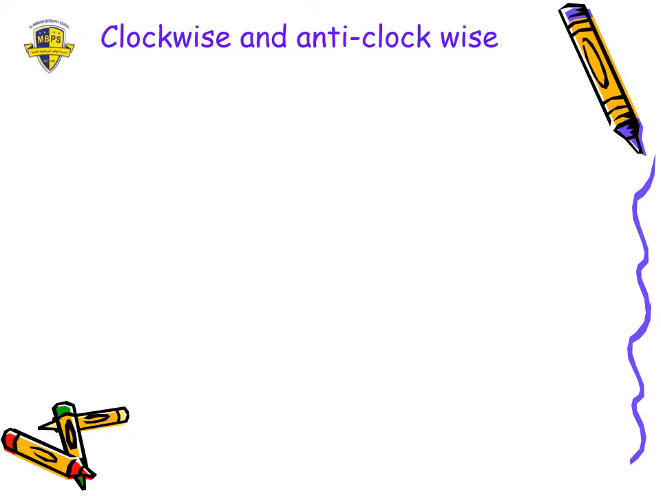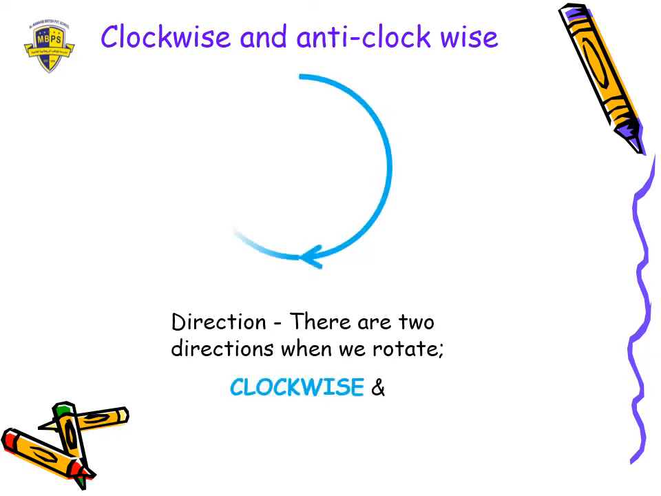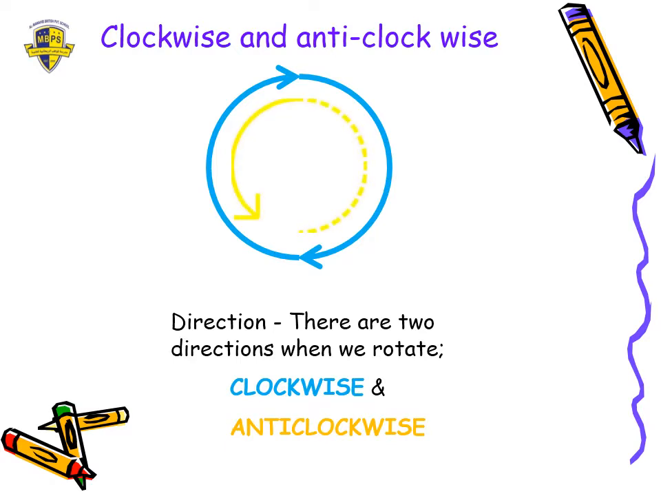Now, before we start, let's remember the meaning of clockwise and anti-clockwise. The difference is the direction. There are two directions. The first one is clockwise, going with the clock, 12, 1, 2, 3. Clockwise is to the right side. Anti-clockwise is to the left side. So clockwise, right to left, anti-clockwise, left to right.